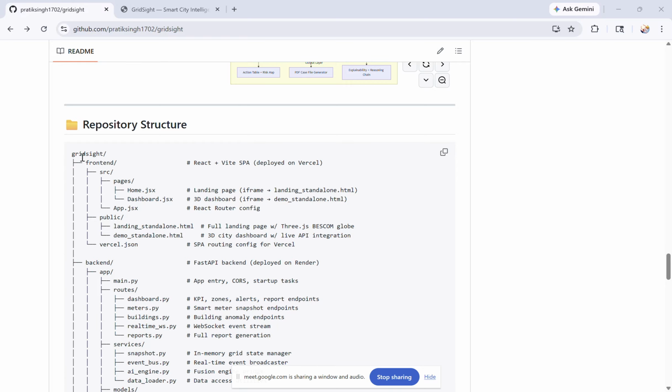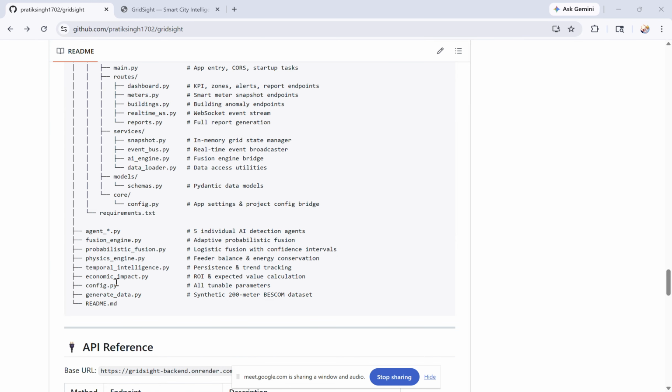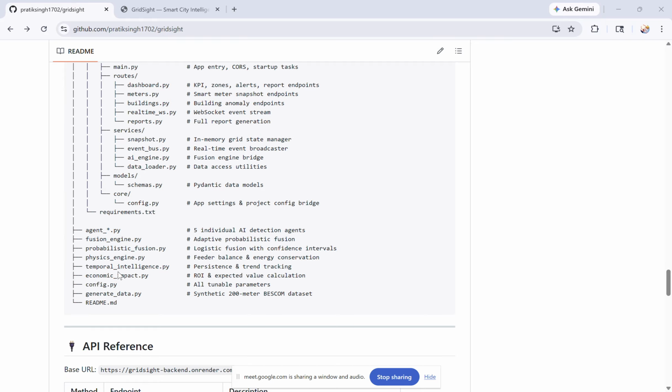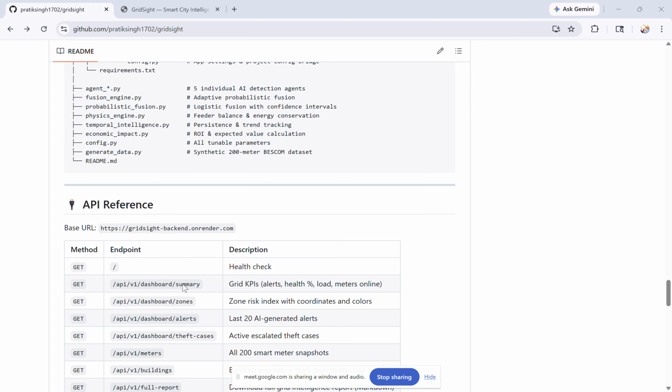As we go through our repository structure, we have the front end, we have the backend files, and we have the models that we were talking about. The fusion engine, that is the adaptive probability function fusion.py, which will be logistic fusion with confidence intervals. The physics engine, which checks balance and energy conservation. Temporal intelligence, for persistence tracking. And economic impact, for ROI, that is return on investment, and expected value calculation. And generate data, where we are generating 200-meter BESCOM datasets, but we are using dummy data, of course.